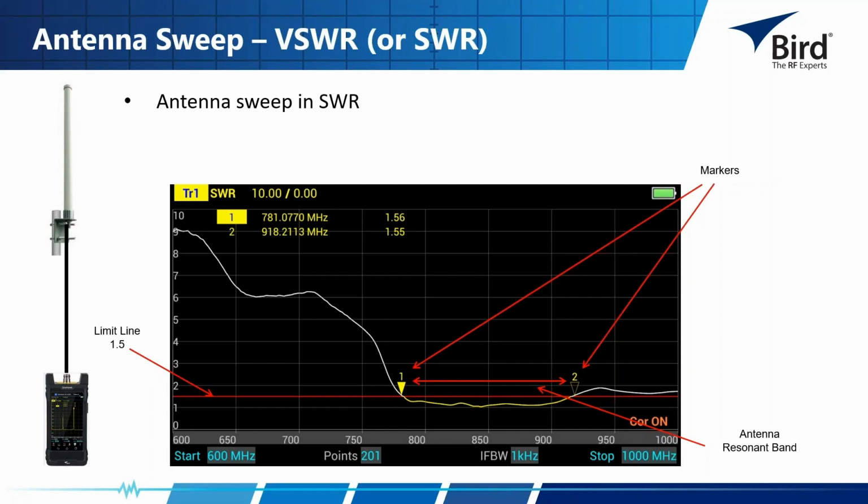The only thing that changed is the SWR value was recalculated from what it was, I think it was like 13.23, to 1.56, and marker 2 is at 918.2113 megahertz at a value of 1.55 VSWR. So that's how you can easily switch. Just change the mode, nothing else changes. And this is what an antenna sweep can look like.